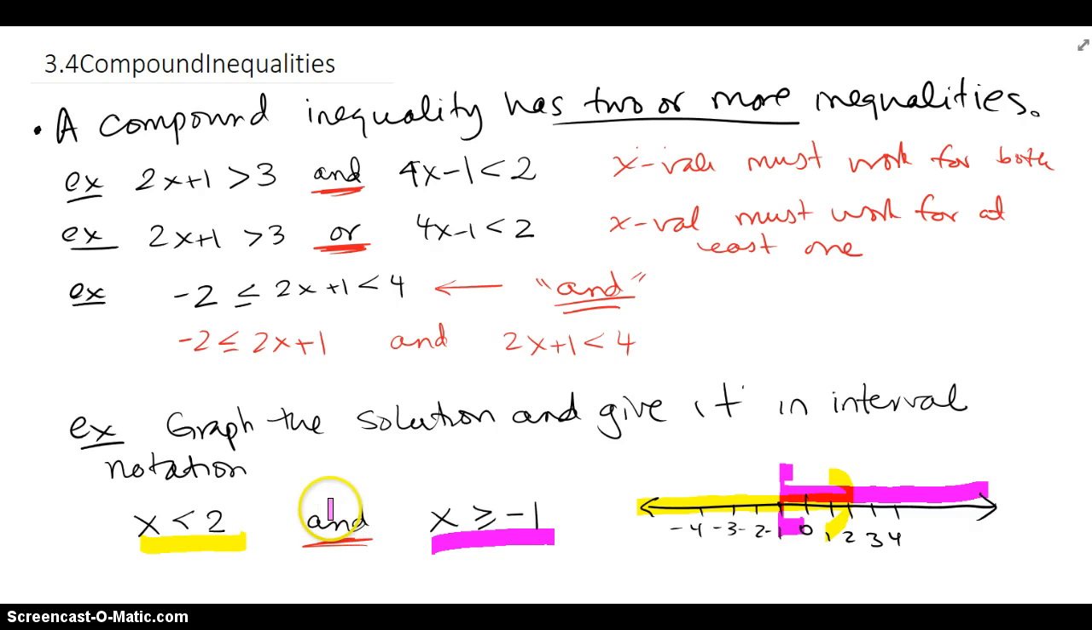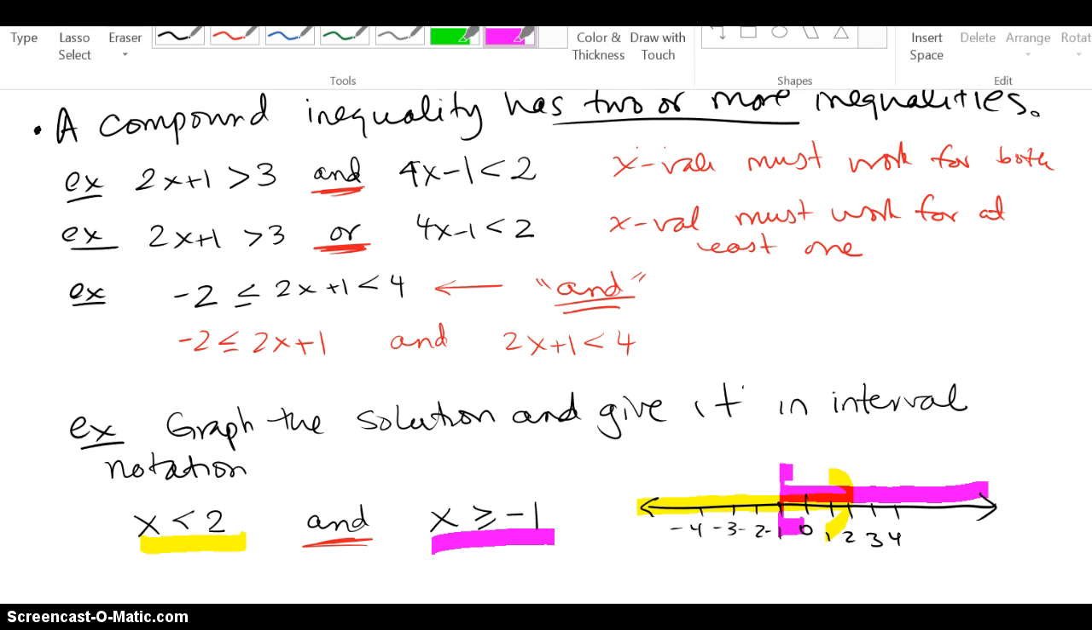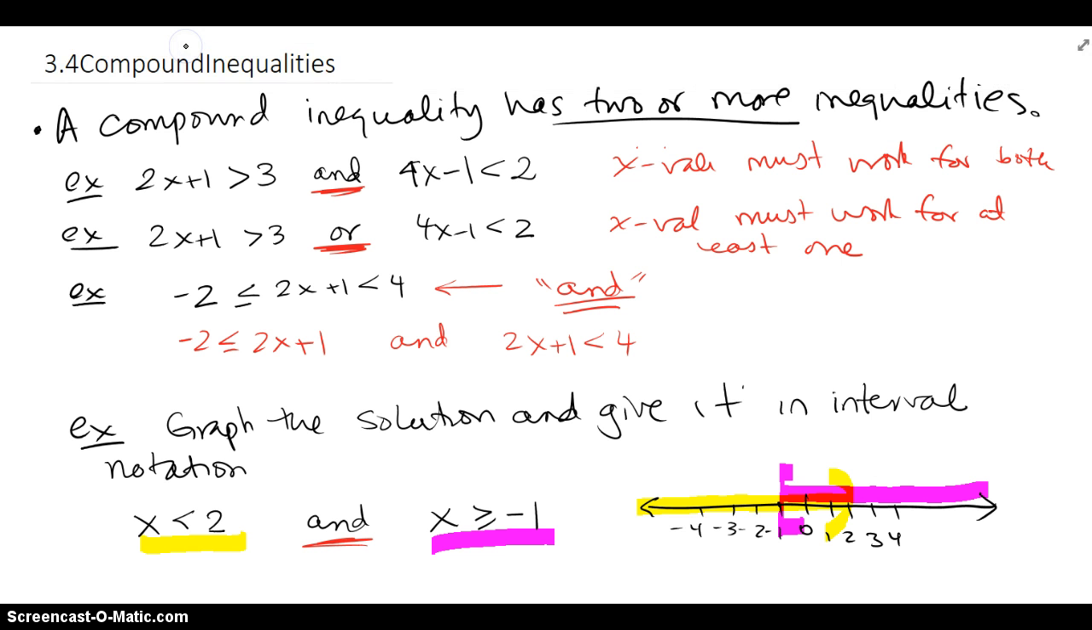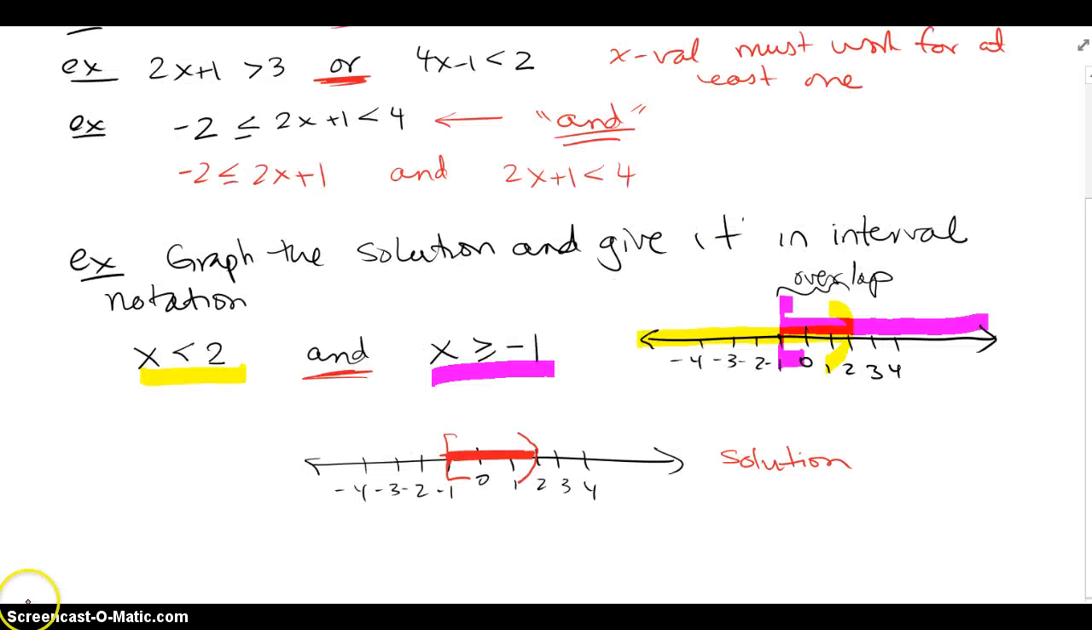Now look at that, it says this has to get satisfied and this other piece, so my overall solution is really whatever place they overlap. So the overlap is the solution for an "and" problem. So here's a graph of the solution. It's between negative 1 and 2 because that's the only place where they overlap.